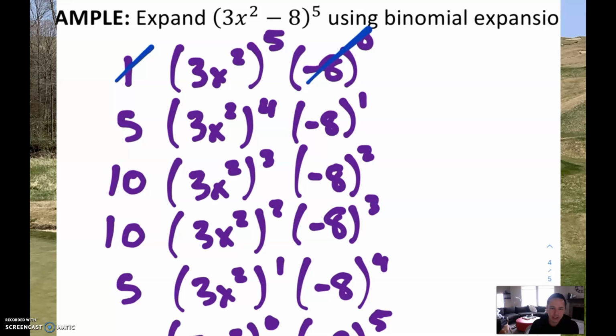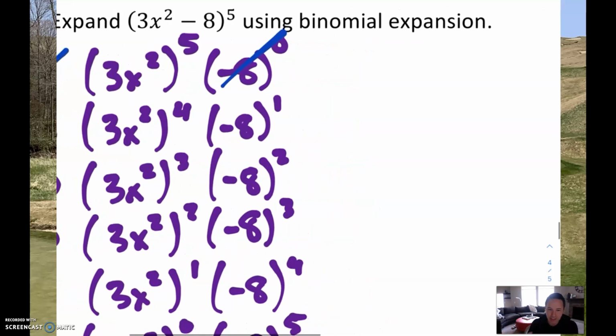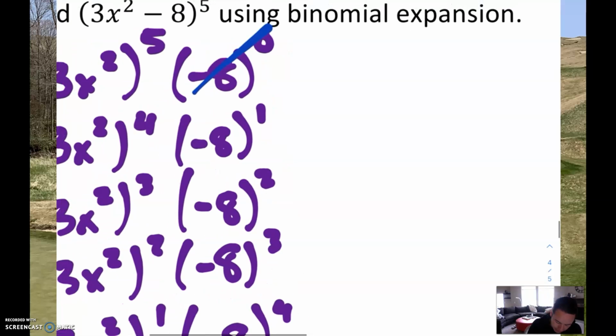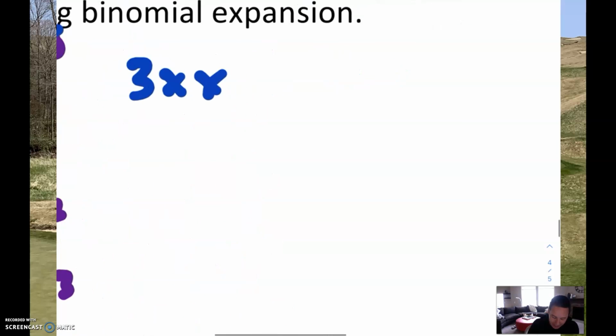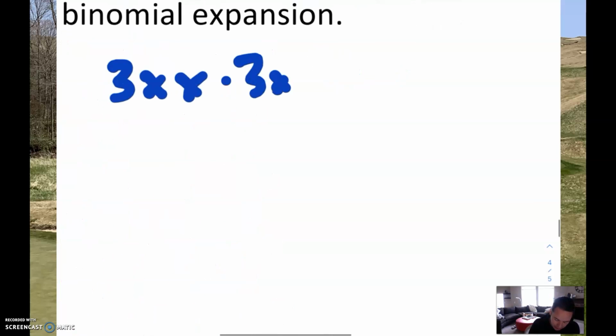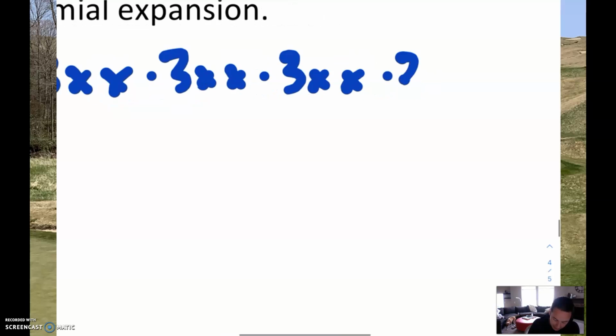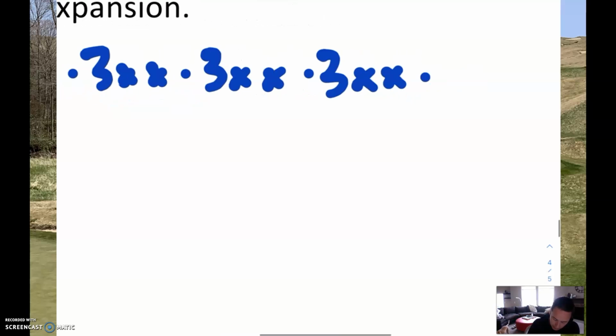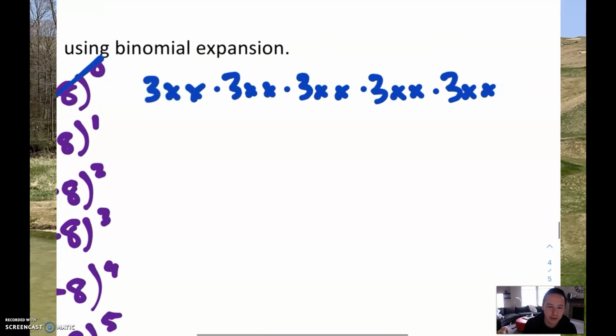We have 3x squared raised to the fifth power. So let me just illustrate what that means. 3x squared means 3 times x times x. And that has to get raised, so it's multiplying by itself 5 times. So times 3x squared, another 3x squared, times another 3x squared, and one more, 3x squared. Now, you certainly don't have to show all of this work as you're going through. I'm just doing it to show you what's going on.